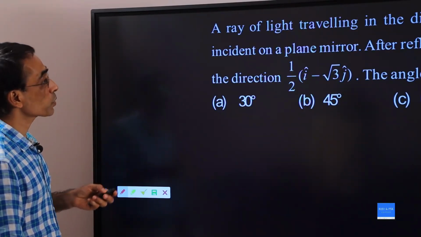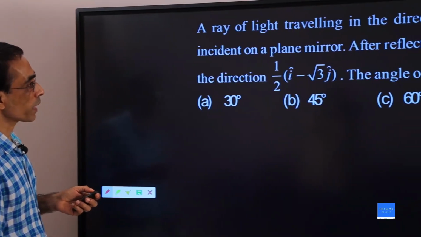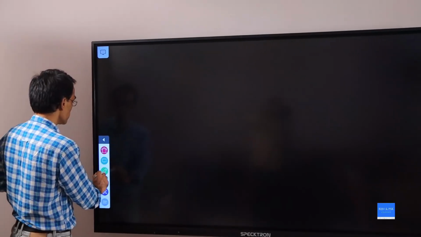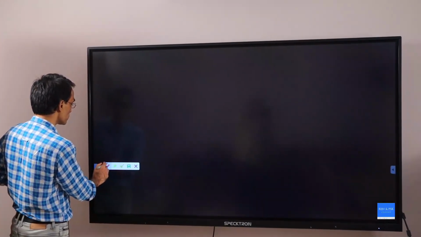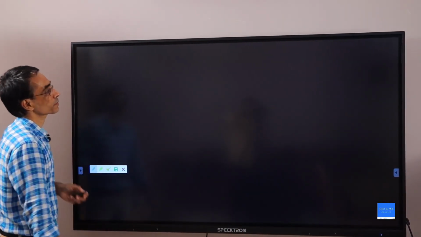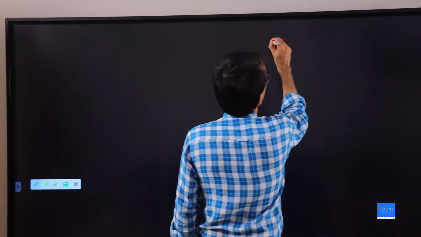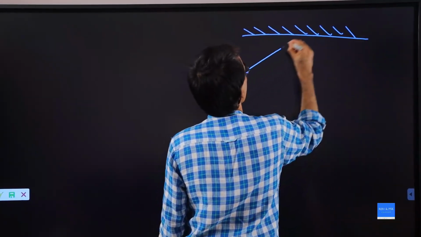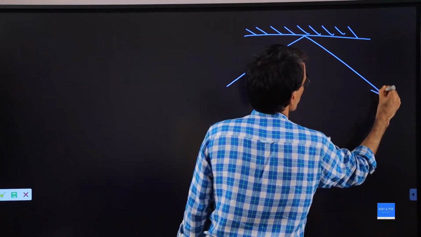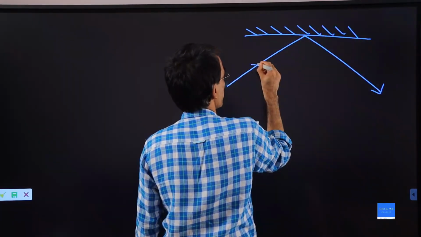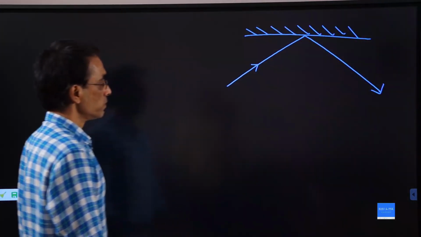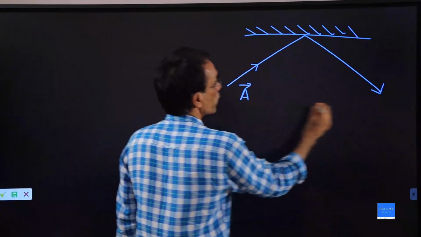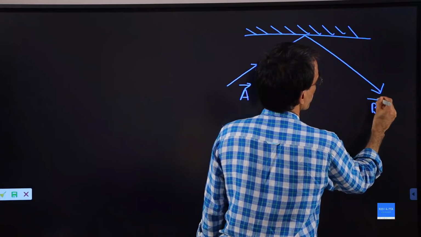Now what to do? Okay, let us take a whole board for doing this. Blue color. So I have my mirror in the horizontal plane. There is a light ray coming like this, then the light ray is going like this. This is the incident ray, reflected ray. The incident ray is given as a vector A. The reflected ray is given as a vector B.